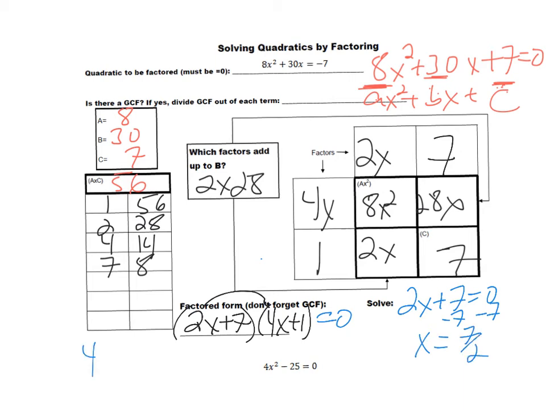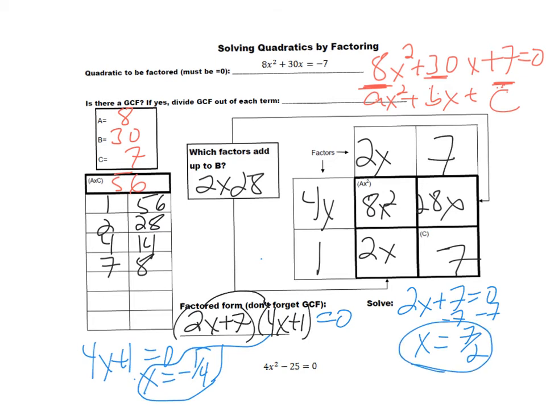And how about 4x plus 1 equals 0? This one here. Well, I'm going to subtract 1, and divide by 4, right? So x equals negative 1/4. So this tells me that this graph, if I were to graph this, it would cross the x-axis at negative 1/4 and at positive 3.5. Okay, that's the solution.